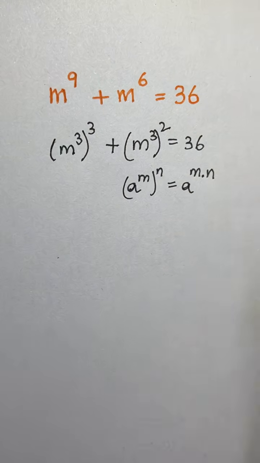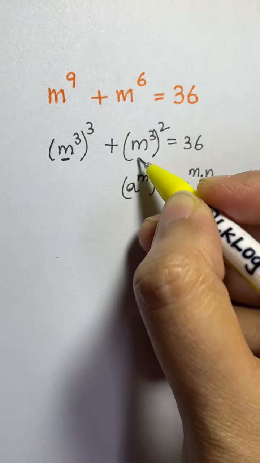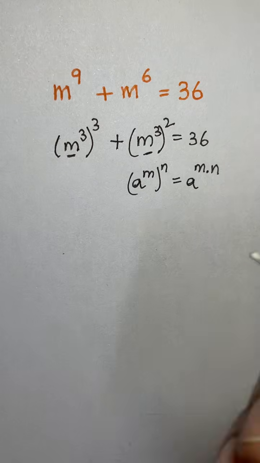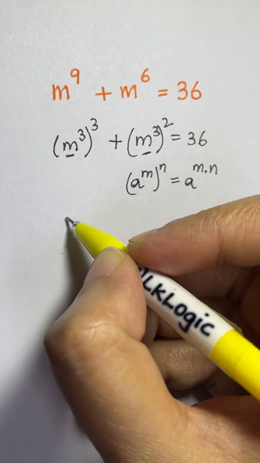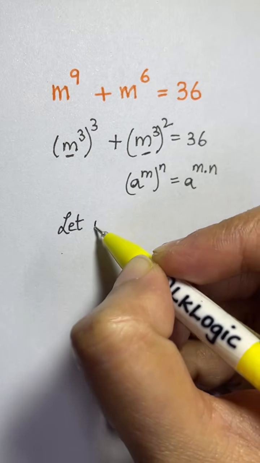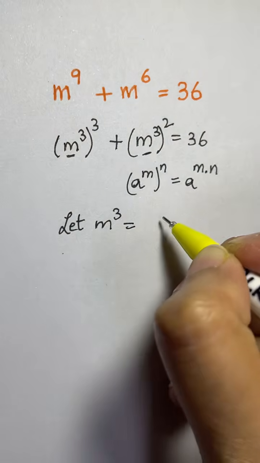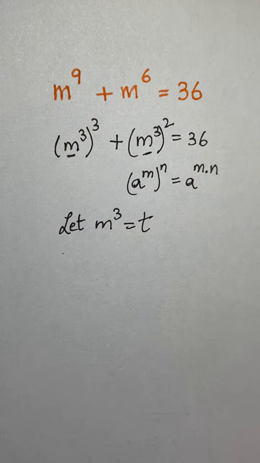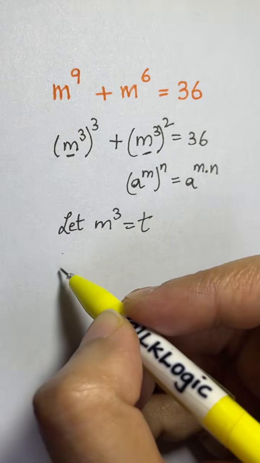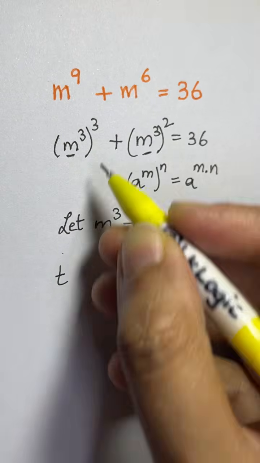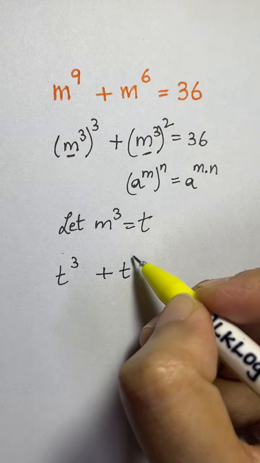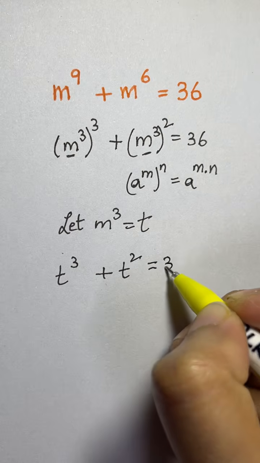Now what we can do is, here also we have the same base m cube. So we can let m cube be a variable. That makes the same base. Let m cube be any variable you like. Let's say it's t. M cube is equal to t. Now we can substitute t for m cube here. So that will reduce our powers. So t whole to the power of 3 plus t whole to the power of 2 is equal to 36.